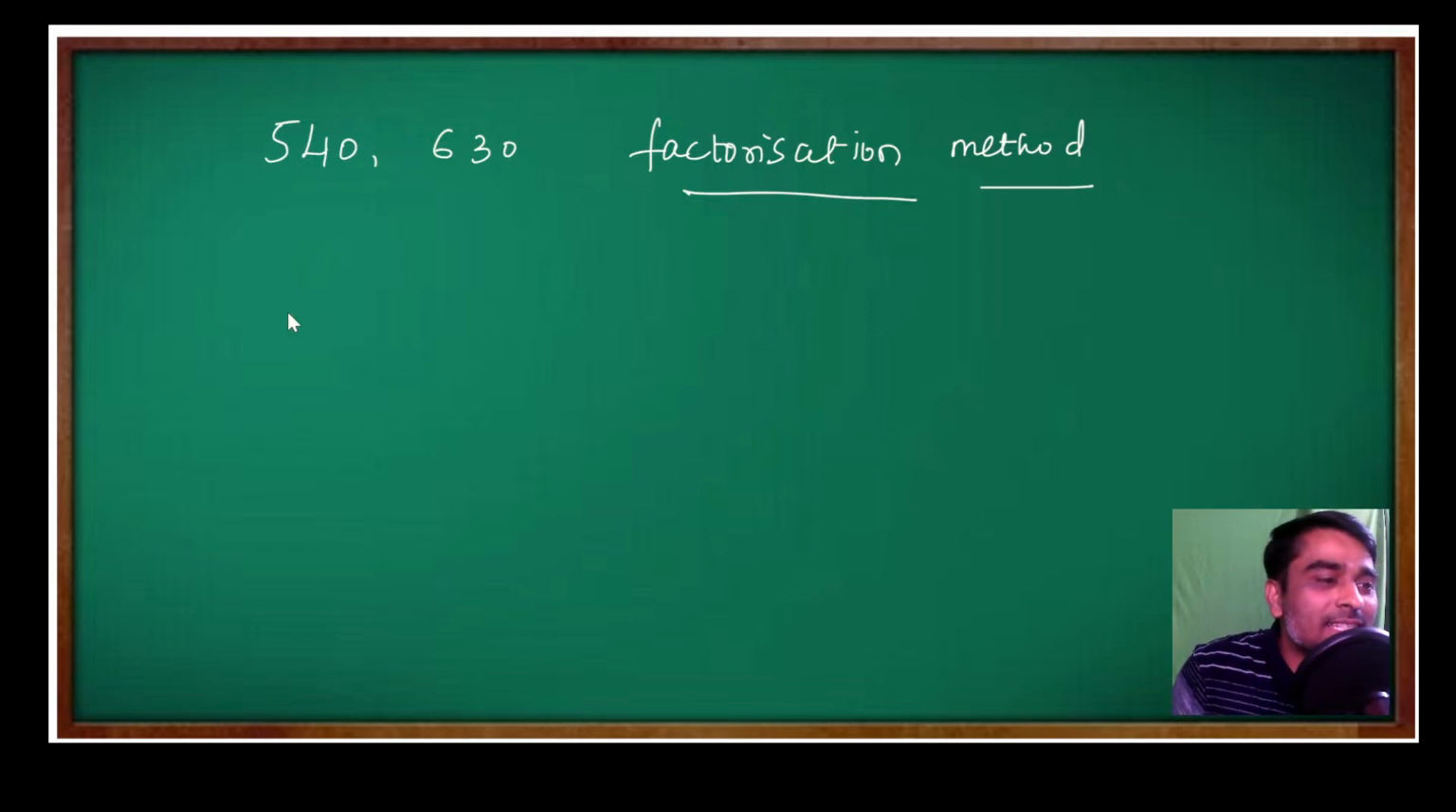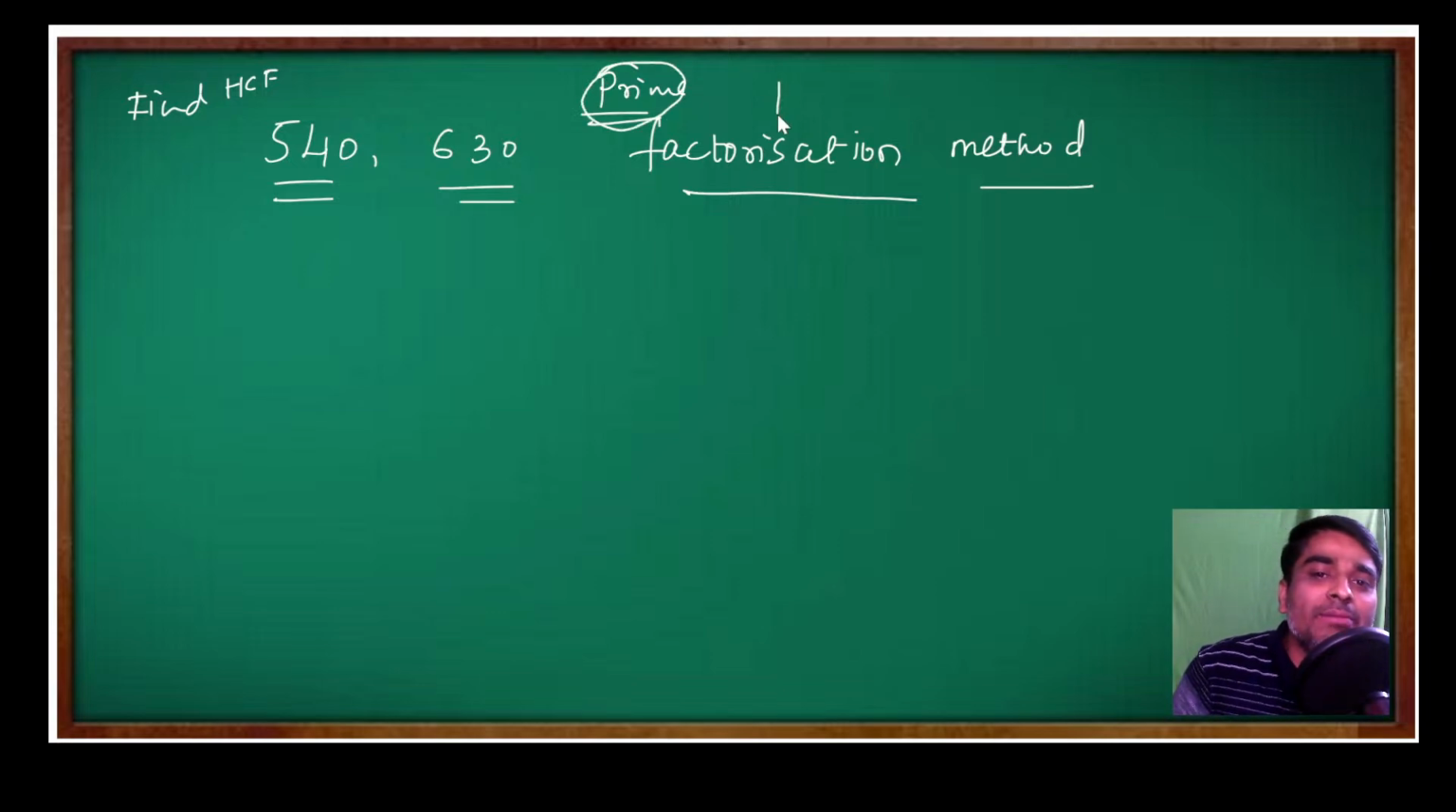Okay, 540, 630 HCF. HCF only, right? Find HCF. Yes, find HCF only. Prime factorization method. Prime factorization means you need to reduce this 540 and 630 using prime numbers only. That's why it is called the prime factorization method. Or simply sometimes it is also called only factorization. If in the question they have given you only factorization, you need to understand by default it is prime factorization only. Okay, so reduce it.